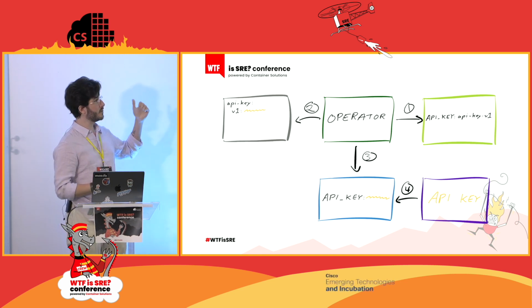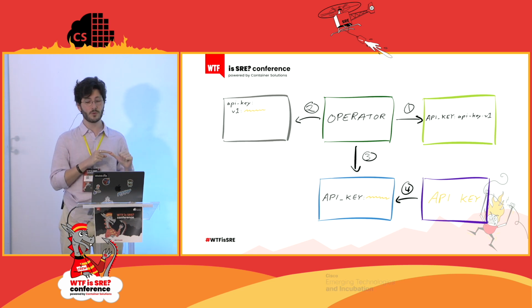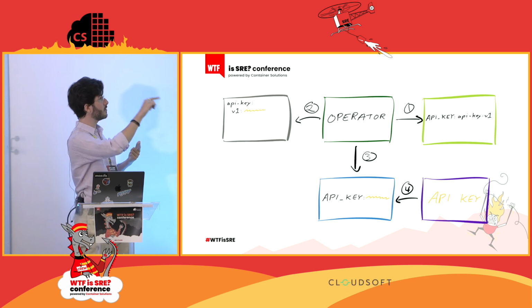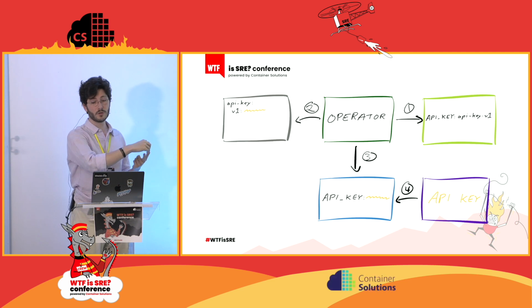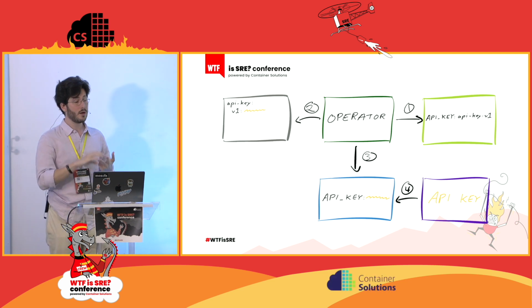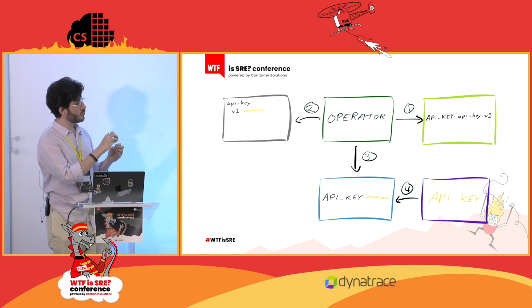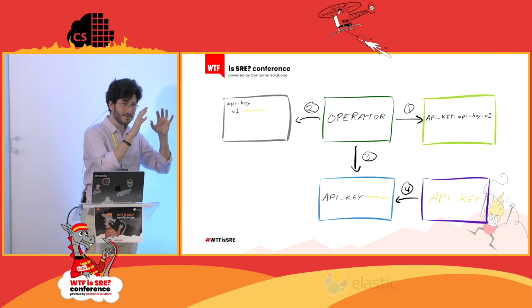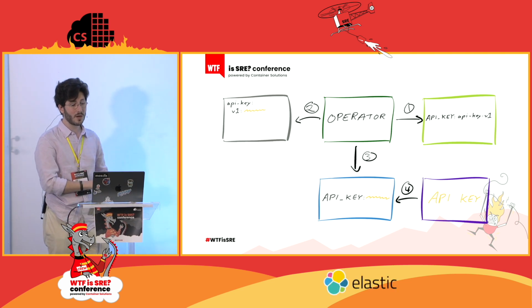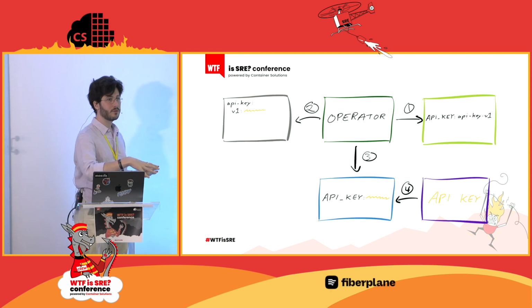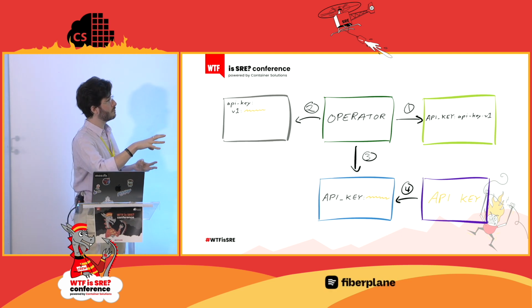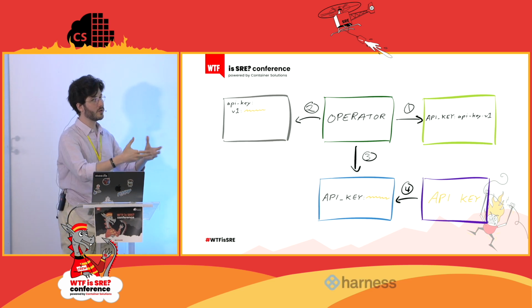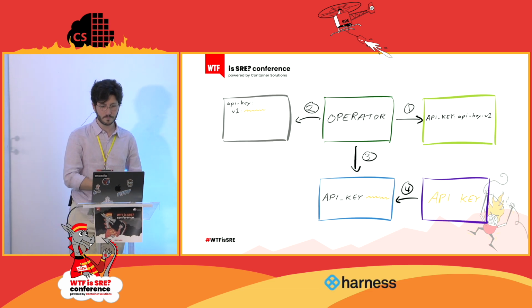And so step one is the operator reads this external secret object. Step two, the operator connects to our external secret manager and reads the value of the secret. Step three, it writes that secret to the Kubernetes secret object in the Kubernetes API. And step four, we have the kubelet, the Kubernetes agent, that reads that secret and uses its contents as environment variables when it's running our service's container.